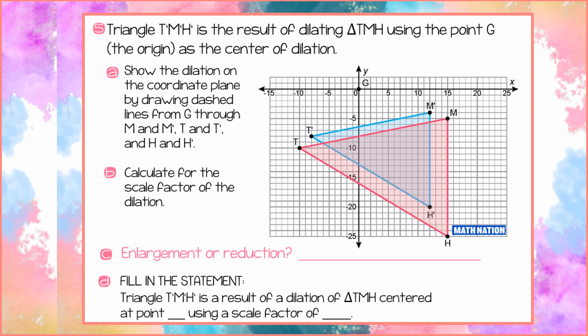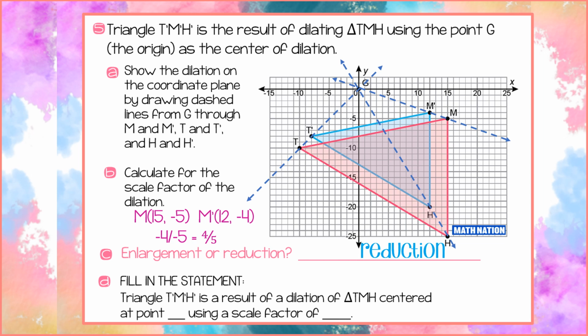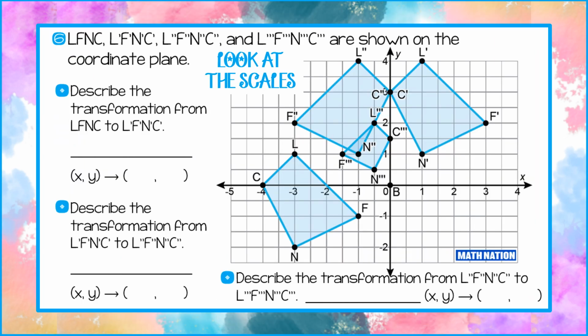Okay, draw our dashed lines through the center of dilation and the corresponding points. There we go. Calculate the scale factor. You can use any pair of corresponding points, and either their x's or their y's, it doesn't matter. I use the M's. M was at 15, -5. M prime was at 12, -4. The ratio, new to old, is -4 over -5, or 4/5. And this is a reduction again. Triangle T prime, M prime, H prime is a result of a dilation of triangle TMH centered at point G, scale factor 4/5.